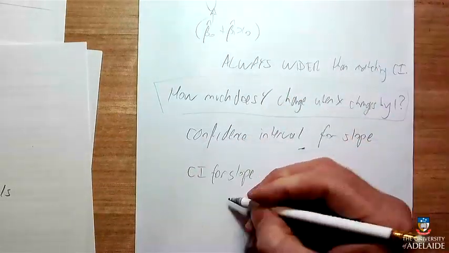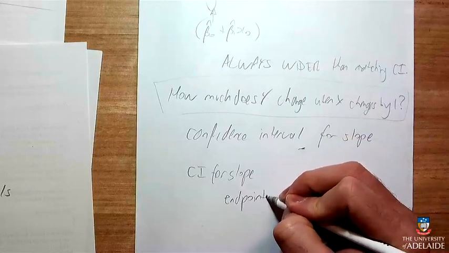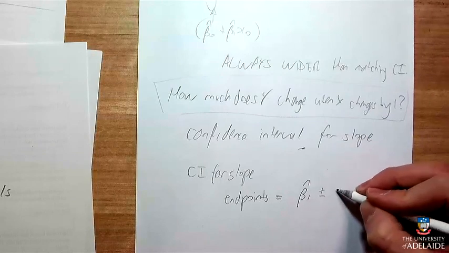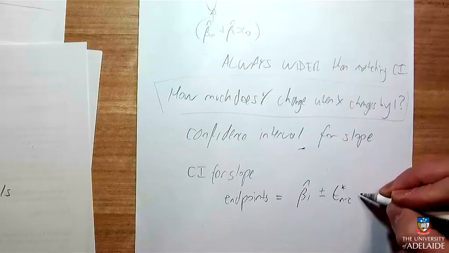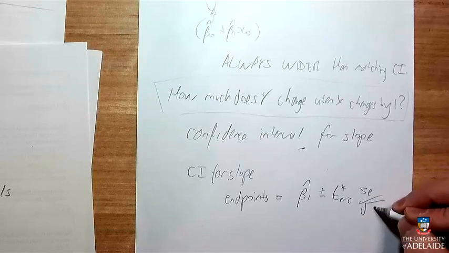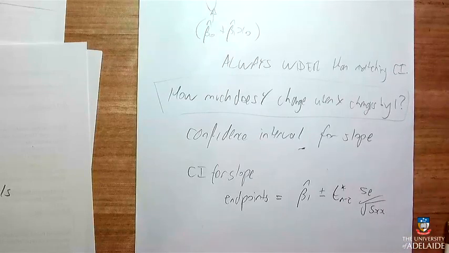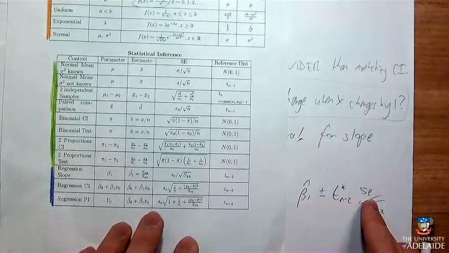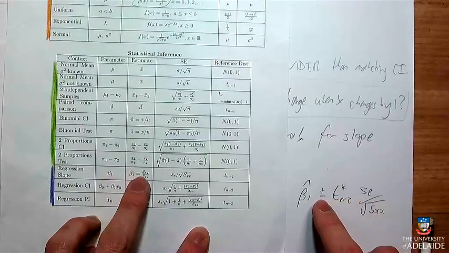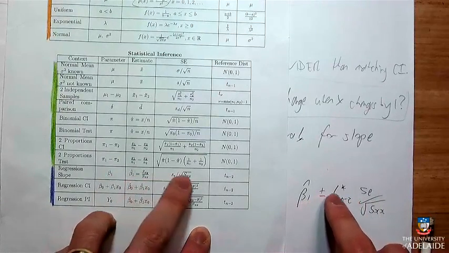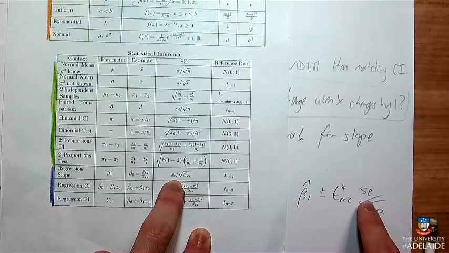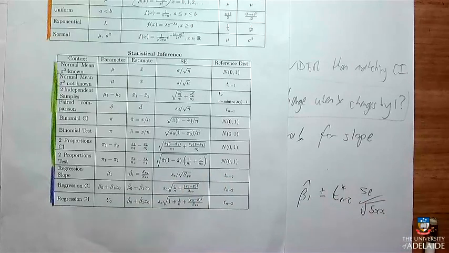So the CI for slope, the endpoints are the beta 1 hat plus or minus the t star SE on root SXX. All I've done is I've copied the formula from here. When you make a confidence interval, it's estimate plus or minus reference distribution times standard error. I use those same pieces to make my hypothesis test.